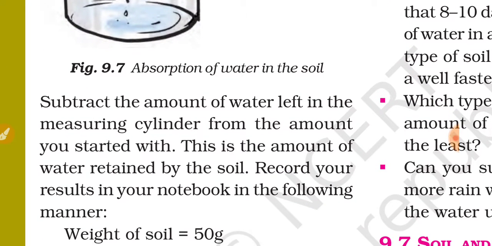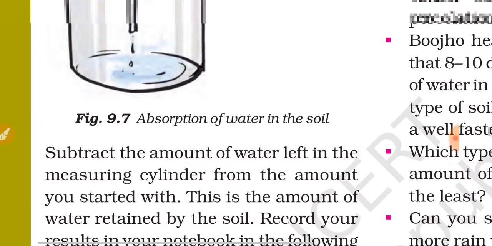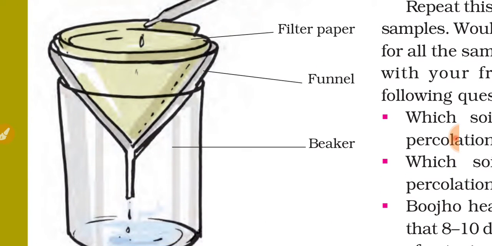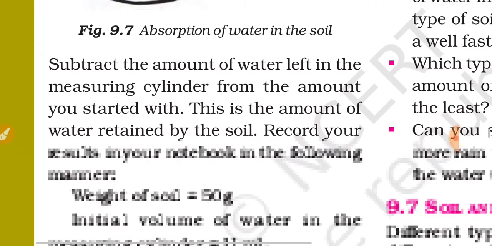Subtract the amount of water left in the measuring cylinder from the amount you started with. This is the amount of water retained by the soil. Record your results in your notebook. Okay, this type of activity you have to do.